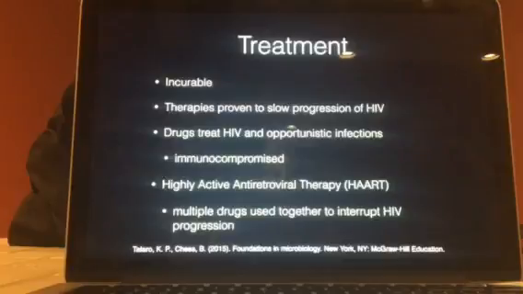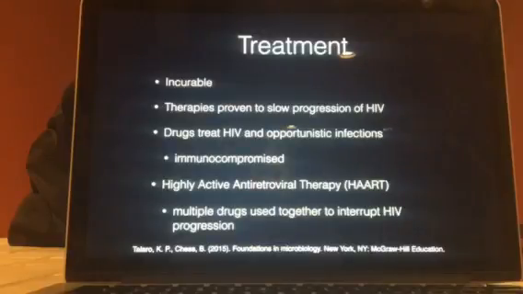Unfortunately, there is no cure for HIV and AIDS, but there are therapies proven to slow the progression of the infection. These drugs help treat the virus itself as well as opportunistic infections that arise from having a severely compromised and weak immune system. The therapies used are called highly active antiretroviral therapies, also known as HAART.